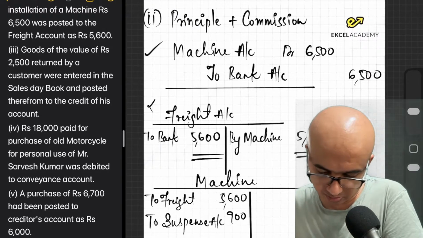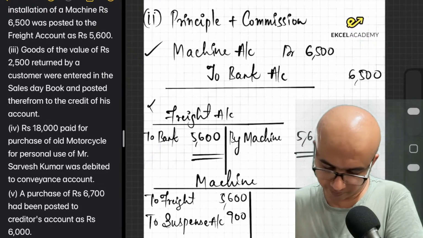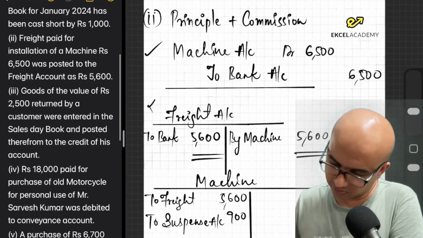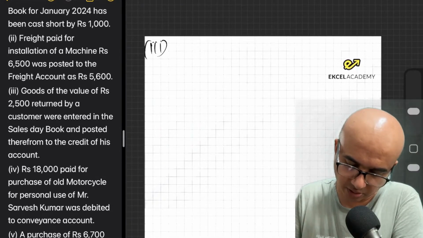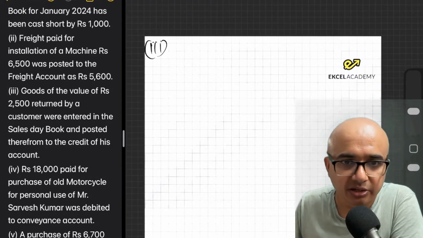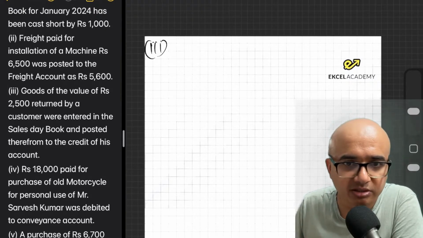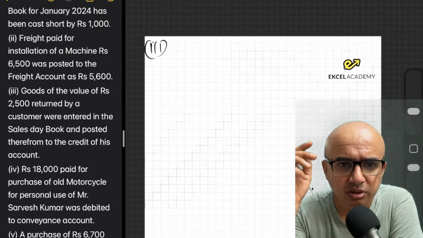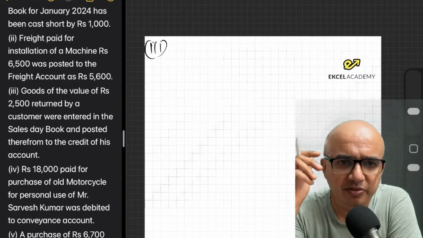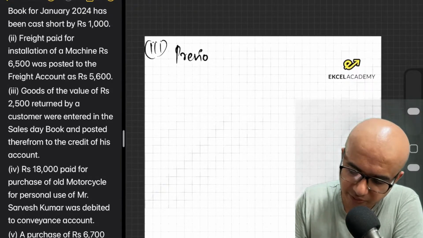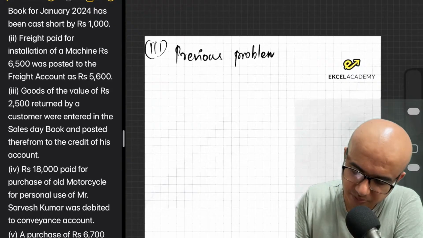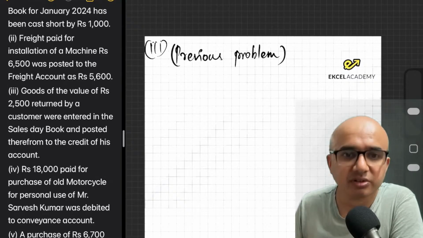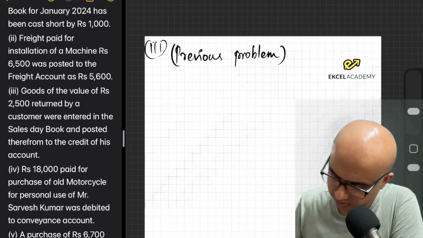Next. That was transaction number, which one was that? Second one, is it? Oh no, that was the first one. Second one. Okay, now the third. Fine. Some confusion there. Third transaction. Goods of the value of rupees 2,500 returned by a customer were entered in the sales daybook and then posted to the credit of the office account. Okay, we'll not do this. We have already done this in the previous problem. Refer to the previous problem. So that is with respect to adjustment number 3. Exact same entry was there. So then we'll not do that.